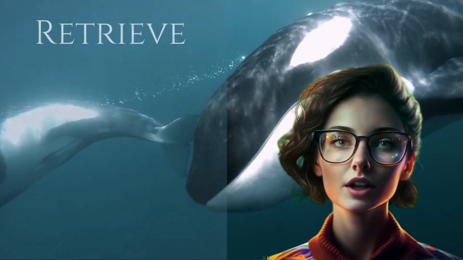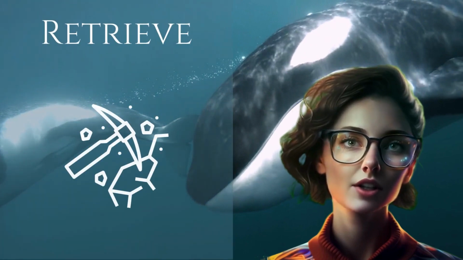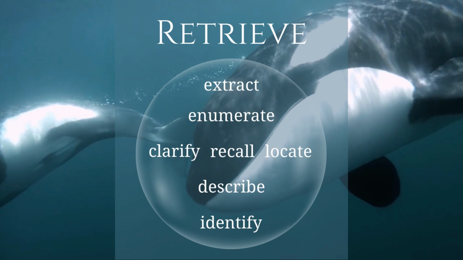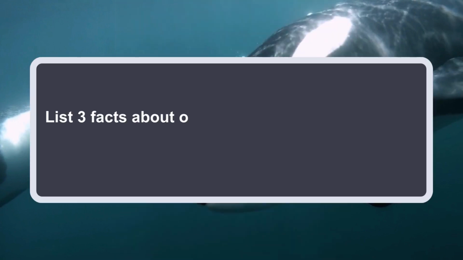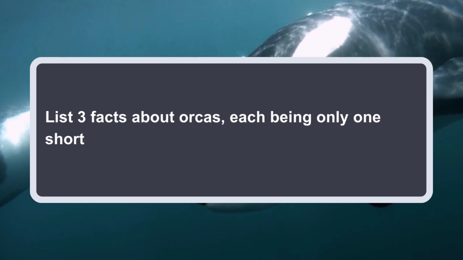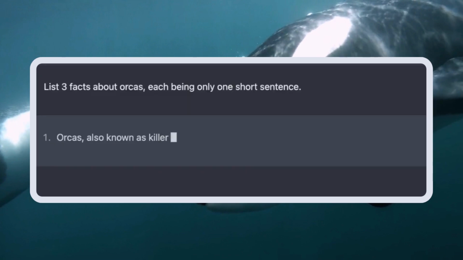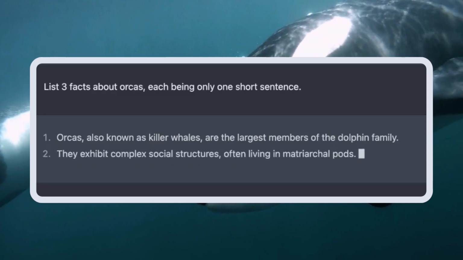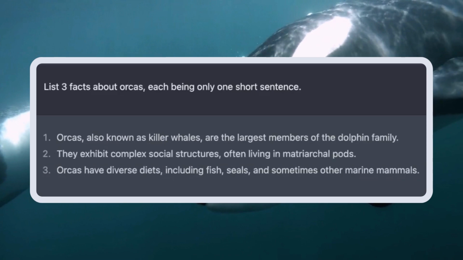Moving on to the retrieve category, these tactics are about finding or extracting information from a source. In the previous session, I demonstrated using the extract tactic to pull out product and price information from transcripts. That was an outside data source. We can also rely on knowledge contained within the large language model. In the following prompt, I've used the enumerate tactic. I've written, list 3 facts about orcas, each being only one short sentence. And, as you can see, without using an outside source of information, it enumerates these fascinating facts about orcas.